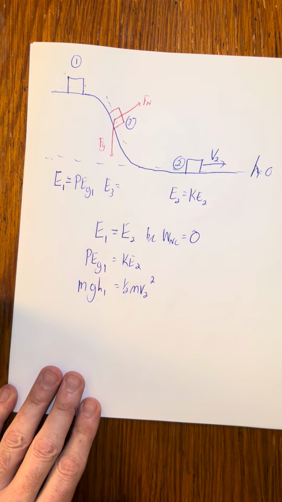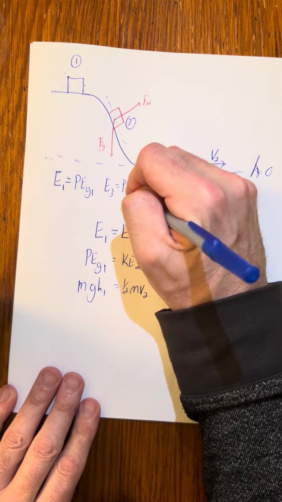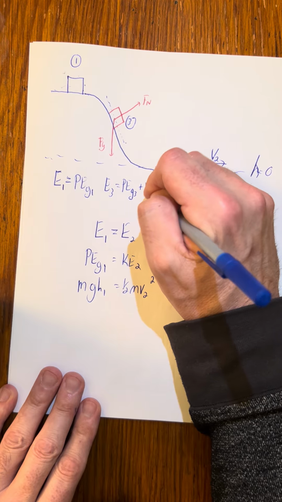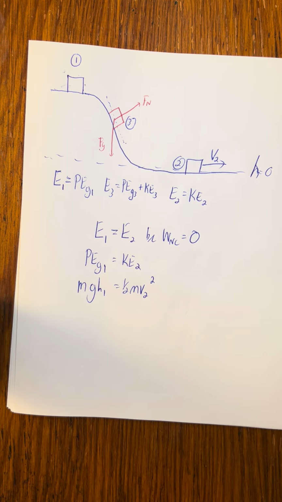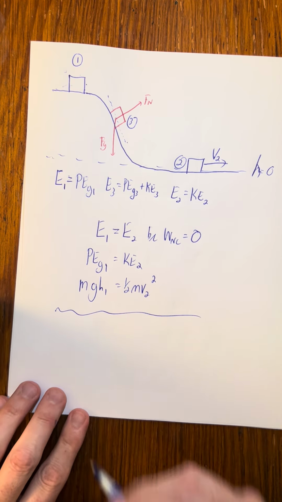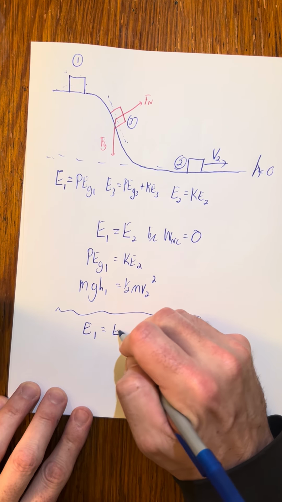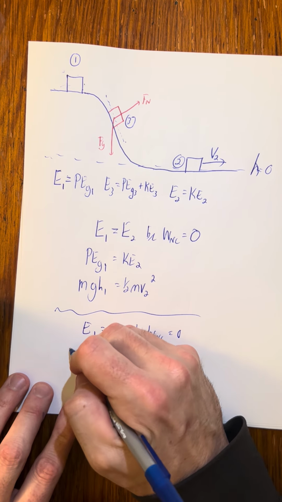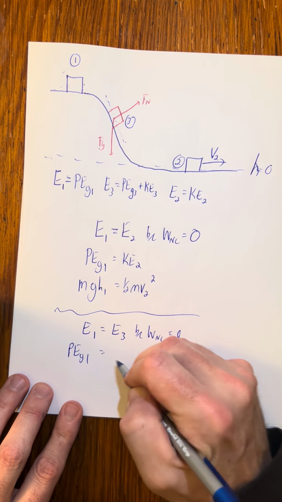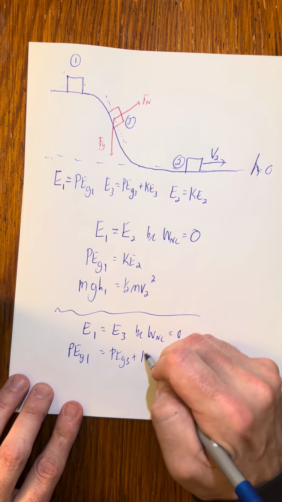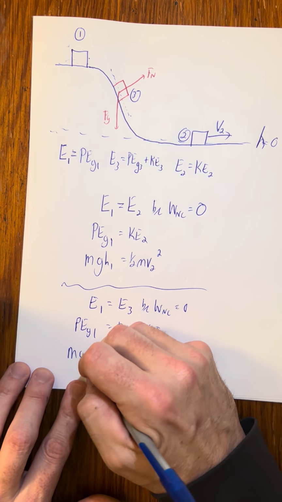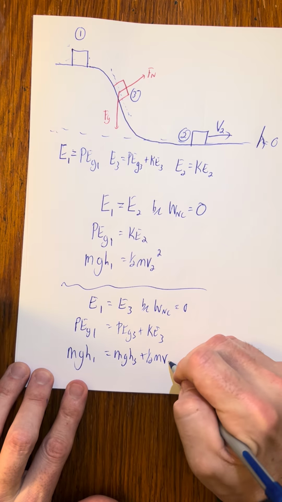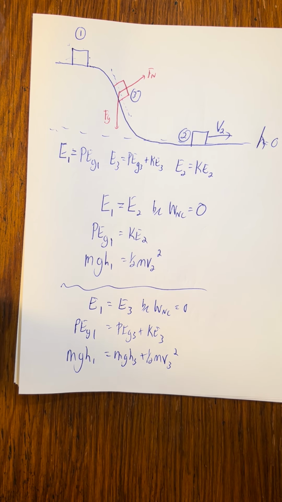Even better, let's look at this position, position 3. This position here is above the ground, so I have gravitational potential energy, PEG3, and it's moving here because it's partway down the hill, so it also has kinetic energy. So I could do another little thing here and say, well, the energy of position 1 is equal to the energy of position 3 because the work non-conservative is equal to 0. So once again, that would be potential energy due to gravity at 1 is equal to potential energy due to gravity at 3 plus kinetic energy at 3, and then plug in mgh1 is equal to mgh3 plus 1/2 mv3 squared. And there you go. If I had the values, I could put them in.